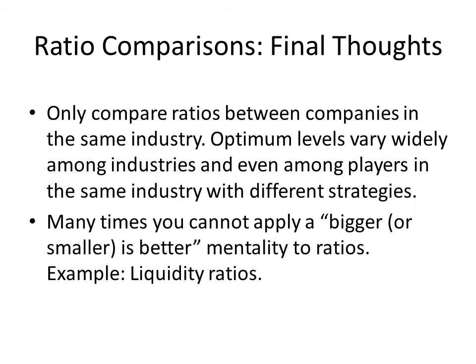I want to leave you with some final thoughts on these ratio comparisons. First of all, you should only compare ratios between firms in the same industry because these ratios can be markedly different for firms in different industries and with good reason. Even within the same industry, you may still see differences based on the business model. For example, Home Depot and Ace Hardware are ostensibly in the same business. However, they have very different business models.